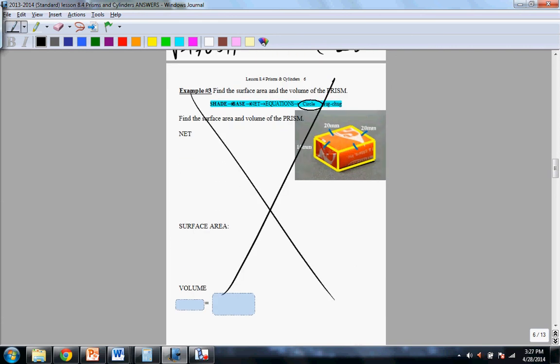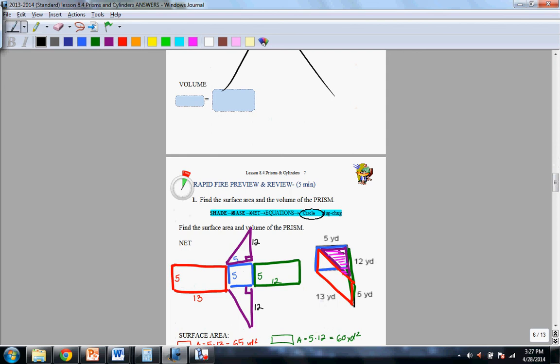If you were absent, you can skip this problem. Go straight on to pages 7, 8, 9, 10, 11, and 12.